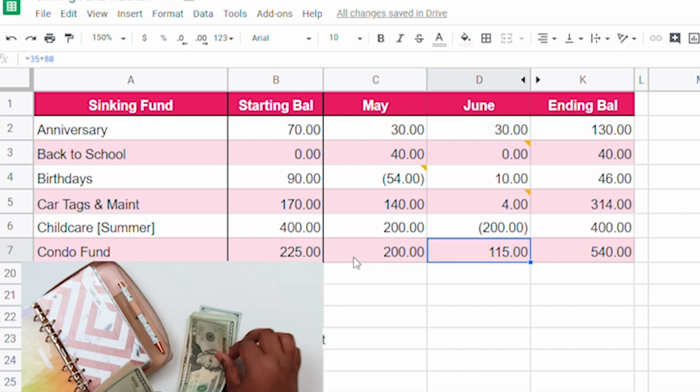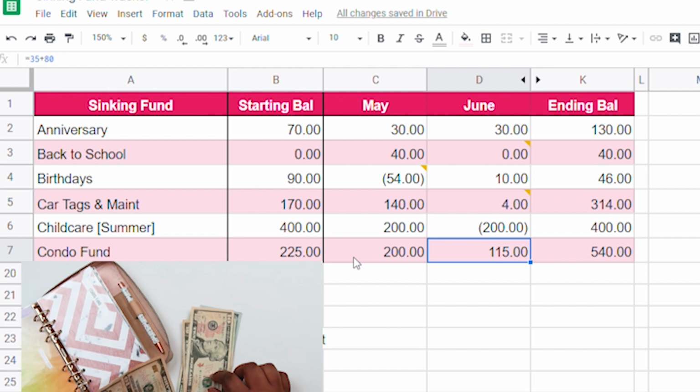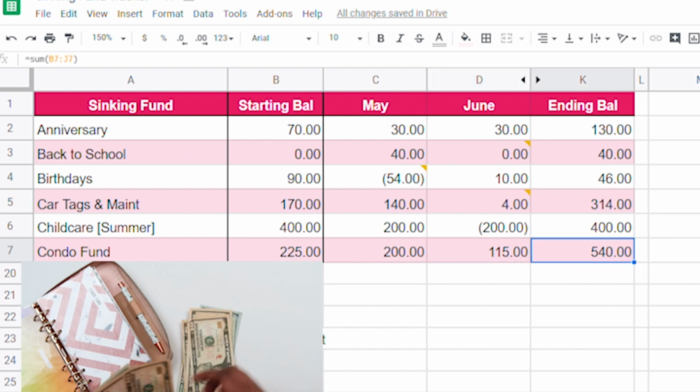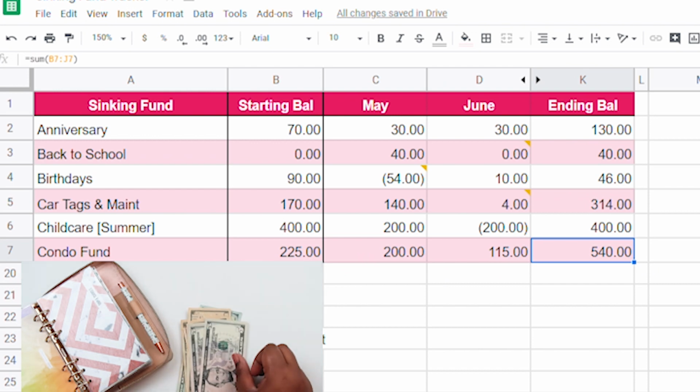Didn't put anything on the second half. In June I was able to put $35 first paycheck, $80 second paycheck, so that was $115. Add all three of those together and we are at $540 in the condo fund.